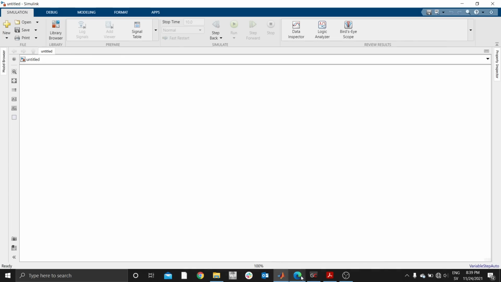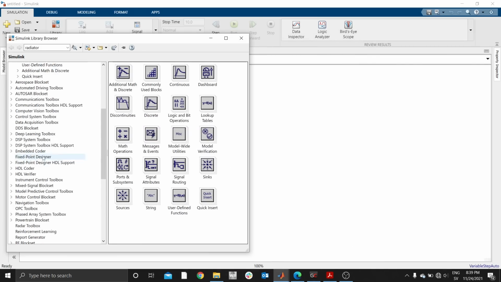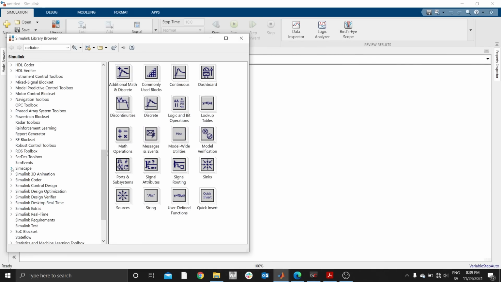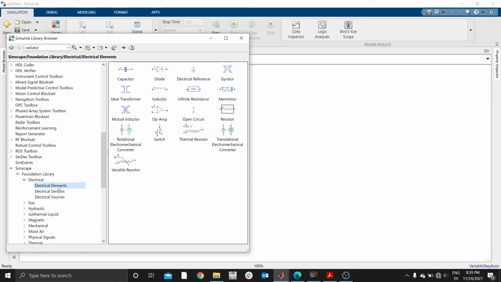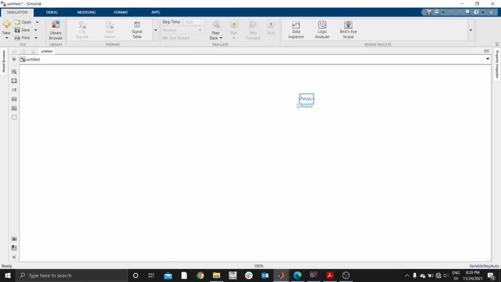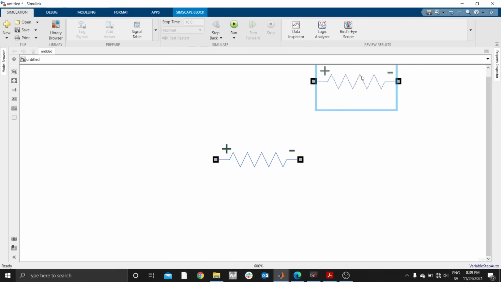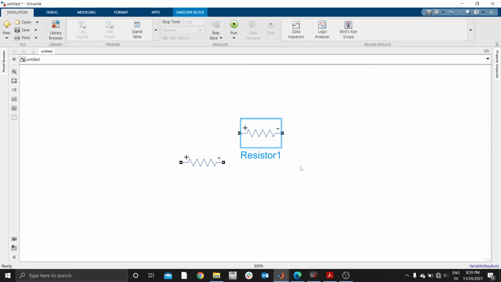Now you usually go to the library browser. We are using the Simscape Foundation library. You go to electrical elements. We know that a battery has 4 elements. We need a resistor. Let me first place all the blocks, and I will illustrate one by one.